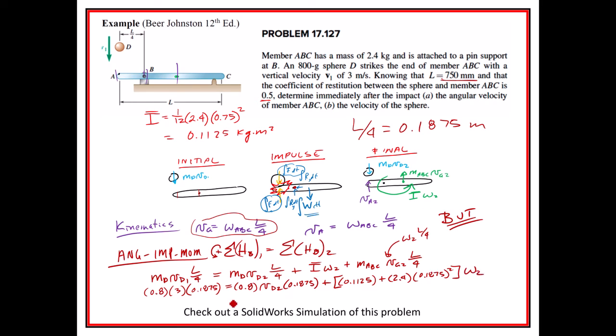Writing all this out, we get 0.45 equals 0.15 V d2 plus 0.1969 omega 2, right? That's going to be equation 1. We have two unknowns, so we need the coefficient of restitution.